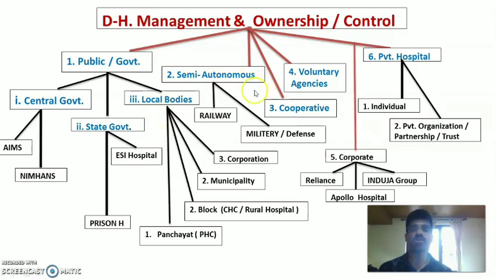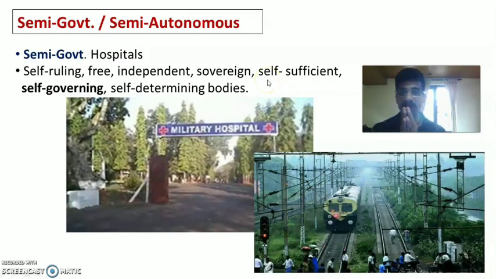Then next is semi-autonomous. Semi-autonomous is partially supported by the government. Okay, that is railway hospital, military hospital, defense hospital, etc. Though it is a semi-government hospital, they have their own self-ruling, independent, sovereign, and self-sufficient. Then they are self-governing, they can make their own control, etc. So that includes military hospitals, railway hospitals, etc. all come under semi-autonomous categories of hospital.